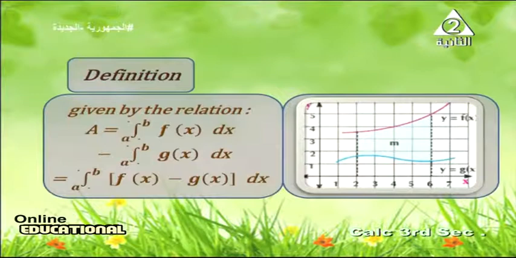A, or the area, equals the definite integral of f of x dx from a to b minus the definite integral of g of x dx from a to b. Then we can write this area as the definite integral of f of x minus g of x dx from a to b.